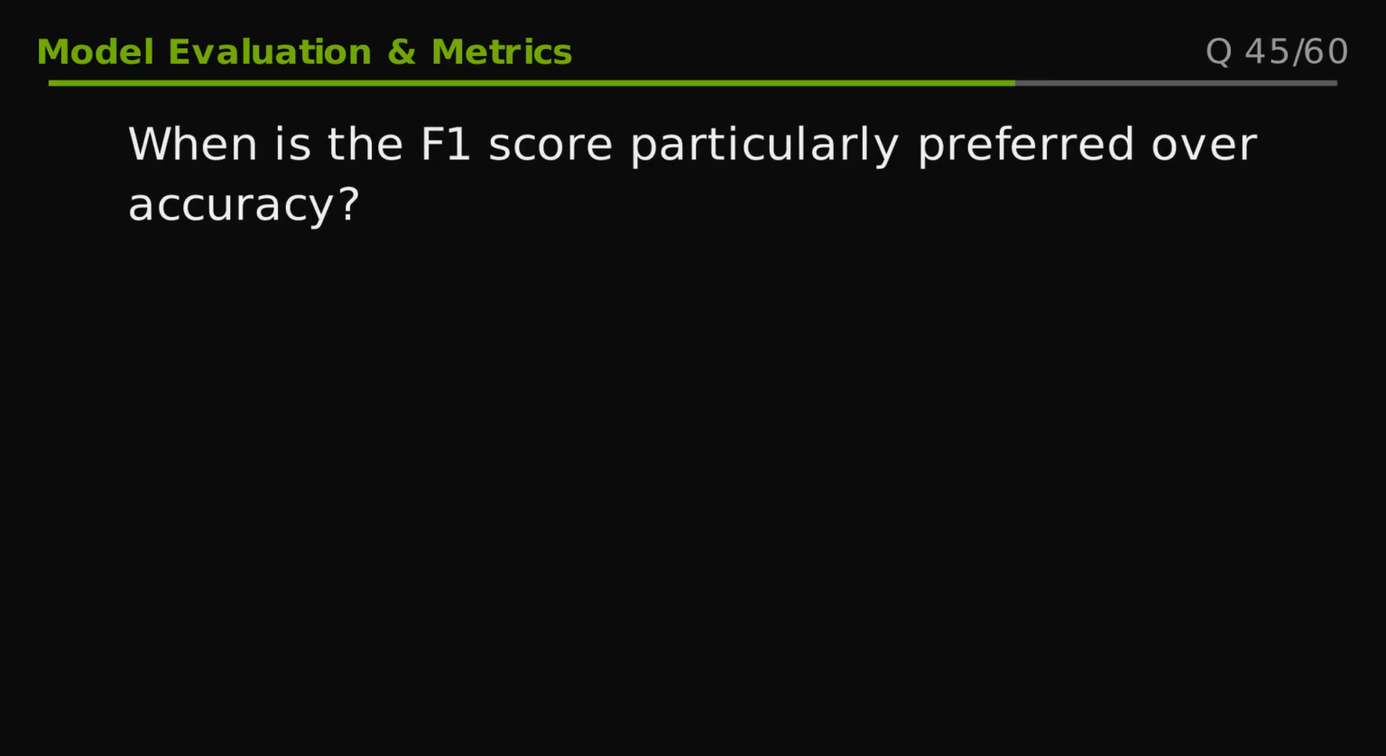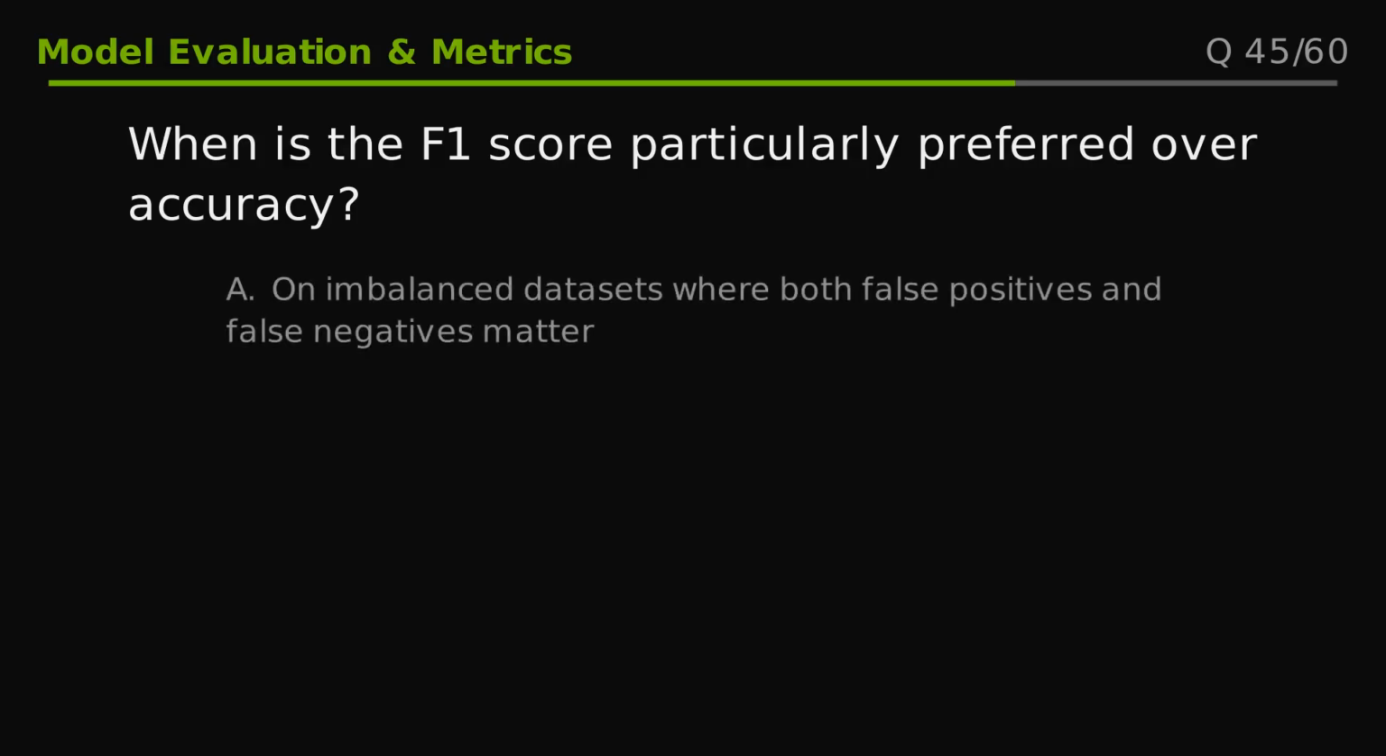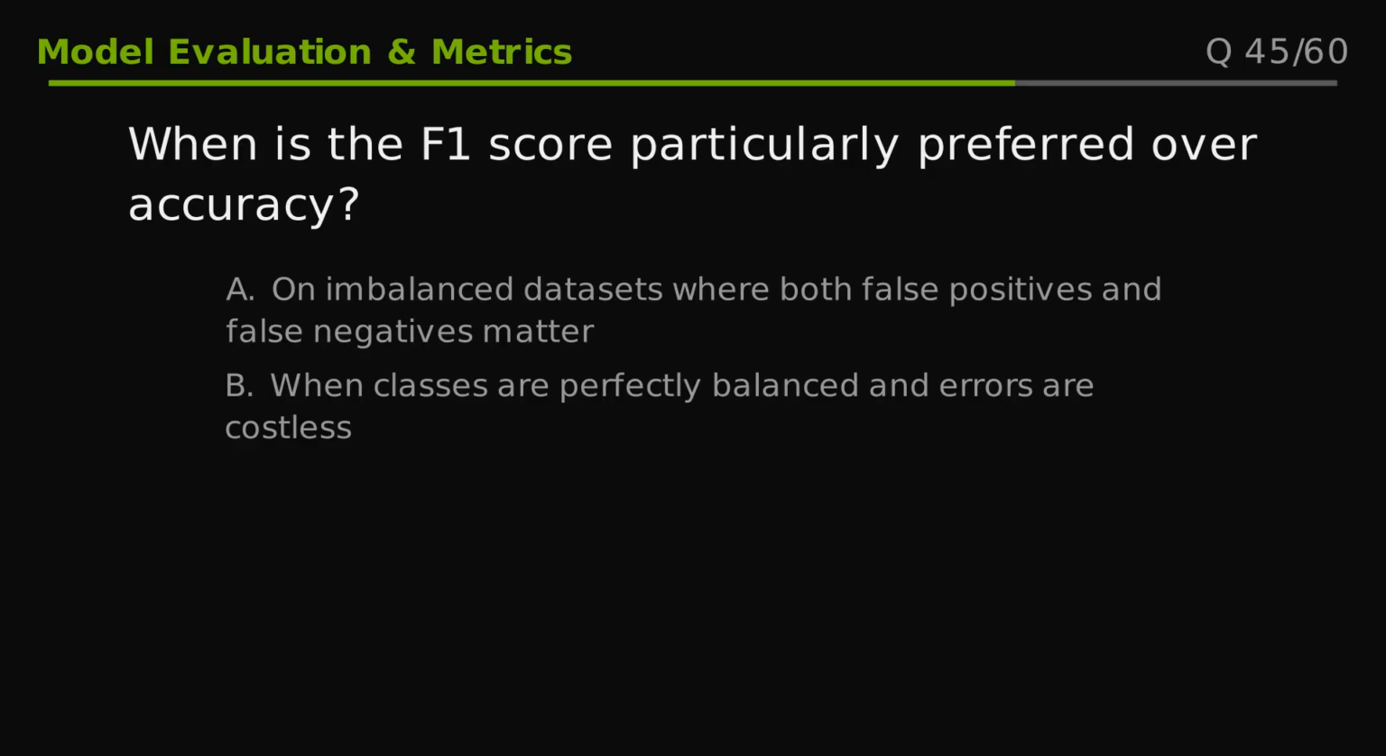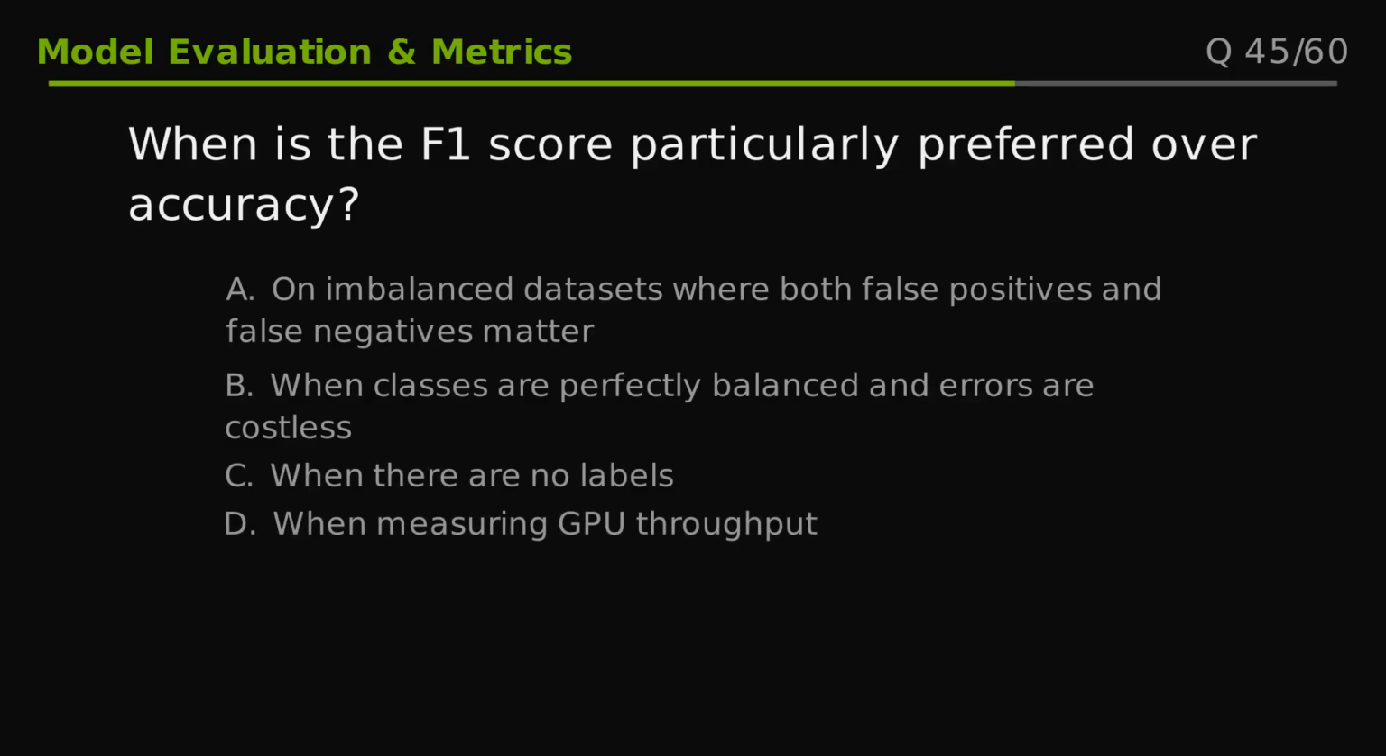Question 45. When is the F1 score particularly preferred over accuracy? Option A. In imbalanced datasets where both false positives and false negatives matter. Option B. When classes are perfectly balanced and errors are costless. Option C. When there are no labels. Option D. When measuring throughput.